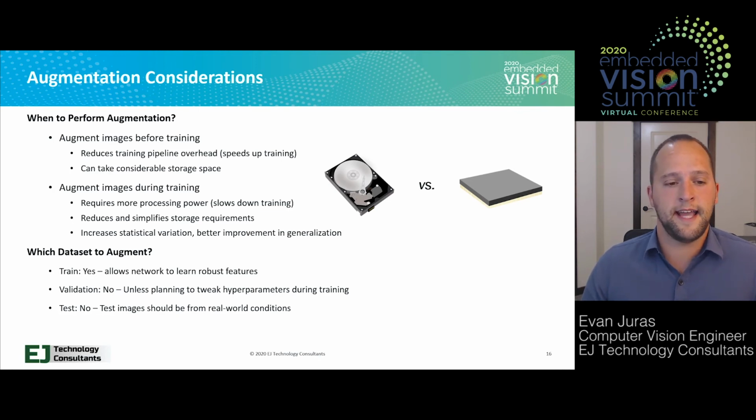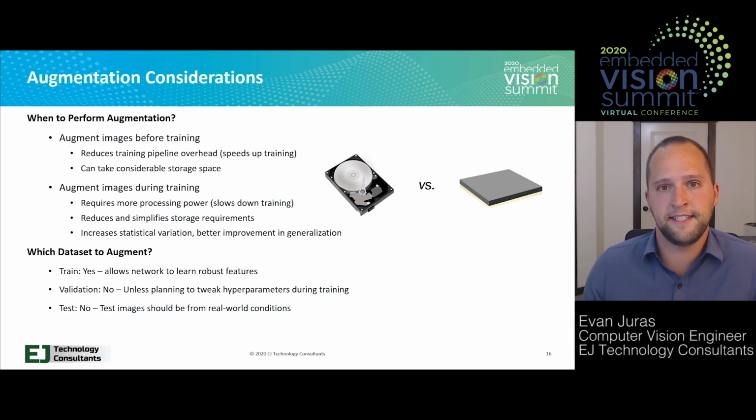The validation data set is usually used to monitor the progress of training, and you can use it to tweak things, hyperparameters during training, like learning rate or momentum. But most of the applications that I've seen and I've done, we just take an existing model and we do transfer learning to teach it how to recognize new classes. And if you're just doing transfer learning, it's not as critical to tweak hyperparameters during training. So you don't necessarily need to augment your validation data set.